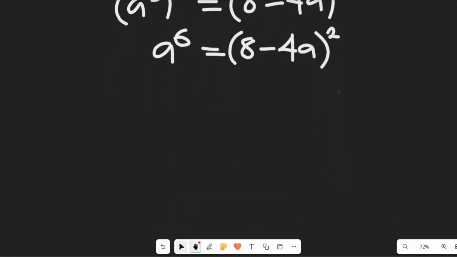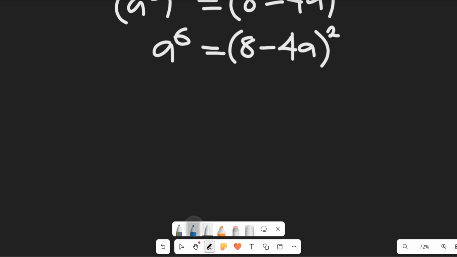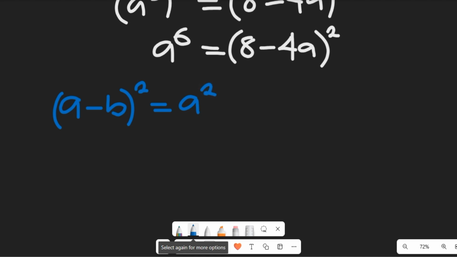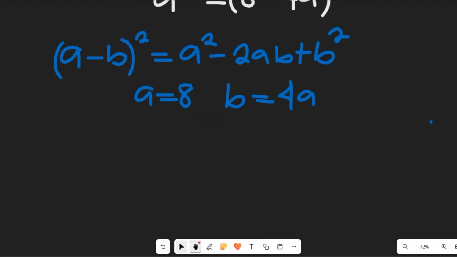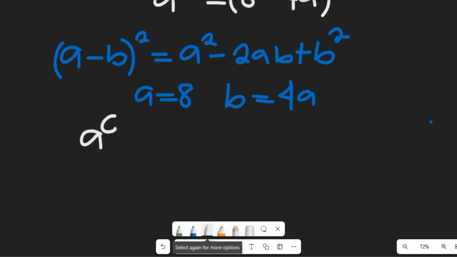Now recall an algebraic expression. From that algebraic expression, if you have a minus b all squared, this can be equal to a squared minus 2ab plus b squared, right? So we have our a to be equal to 8, and we have our b to be equal to 4a.